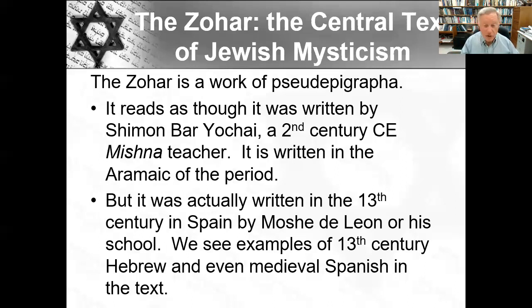But as scholars study it, it's clear from very subtle things that it was actually written in 12th century Spain. Occasionally, medieval Spanish words creep in. And the scholarship on this is pretty clear. It was either written by Moshe de Leon or his students. So why did he present it as a work that was 1,000 years older?